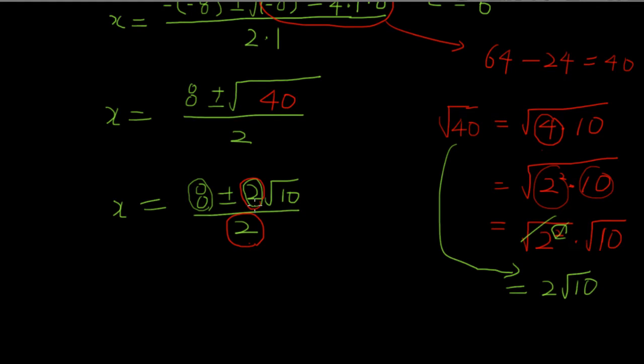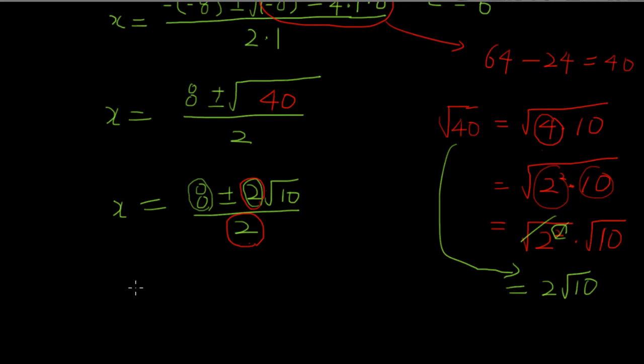Because if you want to cancel, the number that you try to cancel has to connect the rest of the whole term, whole expression with multiplication only. Now this 2 is connected with multiplication with the square root of 10, but this 2 is not connected with multiplication with the 8. We connect with the plus minus. That's why you cannot cancel these 2 and 2.